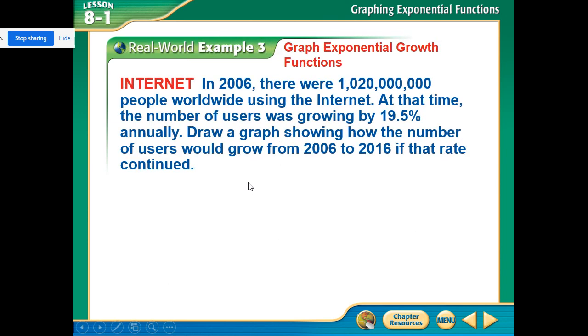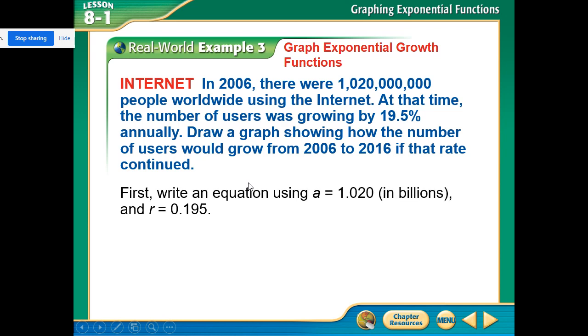We can even use this in real world examples. They can give us different values here. In 2006, there are 1 billion, 200 million people worldwide using the internet. At this time, the number of users was growing by 19.5% annually. Draw a graph showing the number of users and the growth rate between those 2 years.